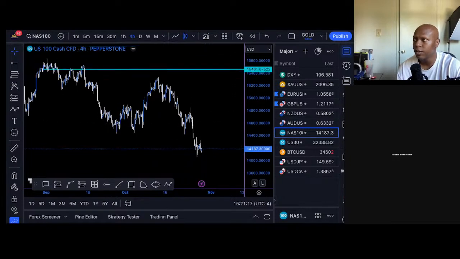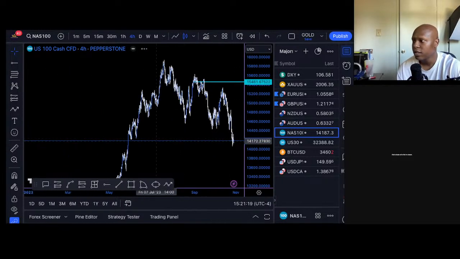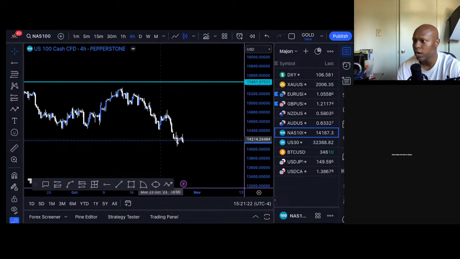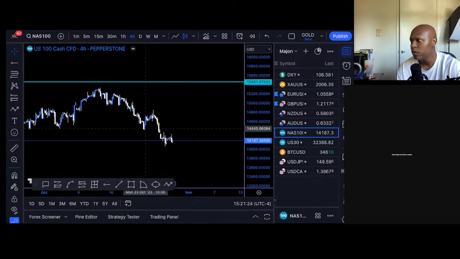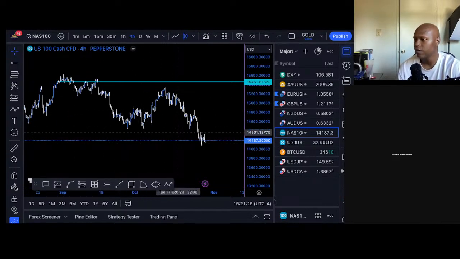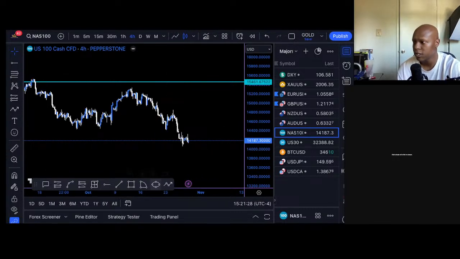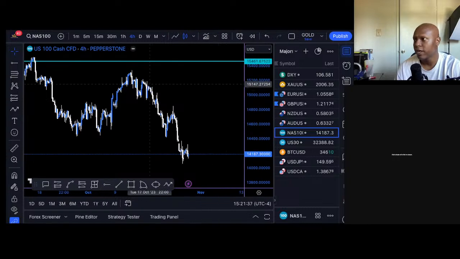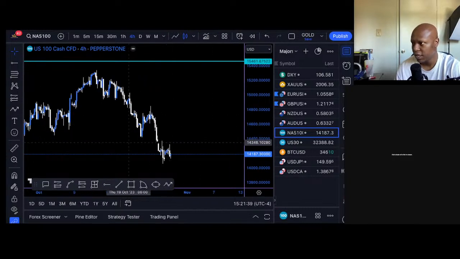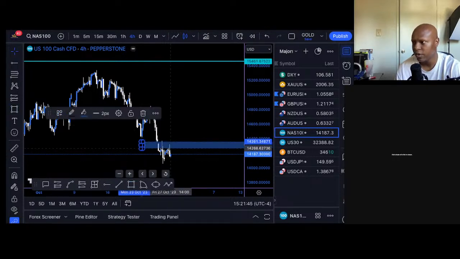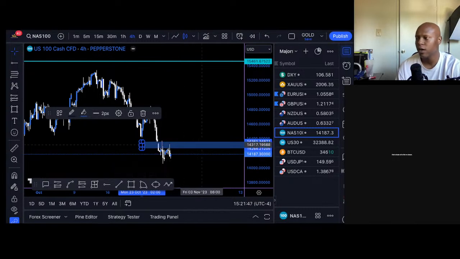NAS has just been pretty much a falling knife here, continuing to create lower lows and lower highs. So I would only be looking for sales on NAS if you're looking to trade NAS to the downside, unless we get some impulsively bullish moves. I think it's just best to continue following the direction of this current trend, which is to the downside. Now we could see this imbalance get filled up here, but if this resistance holds, it's likely that we just see a continued push down.